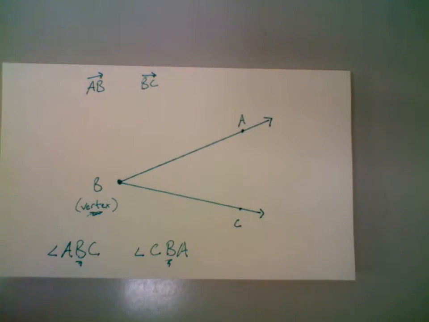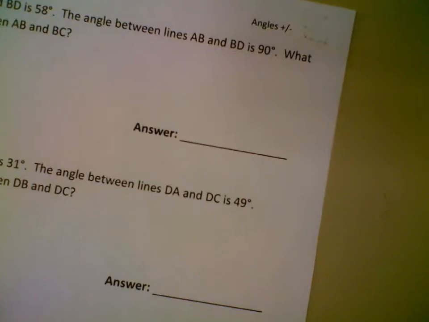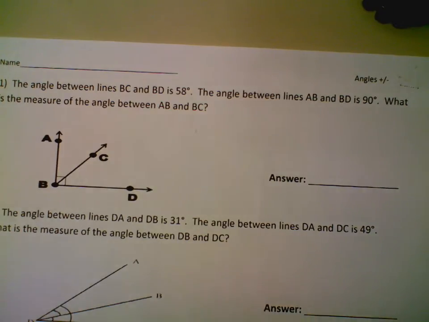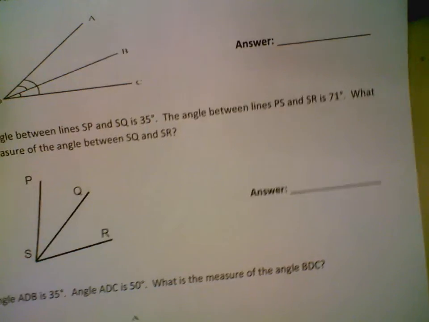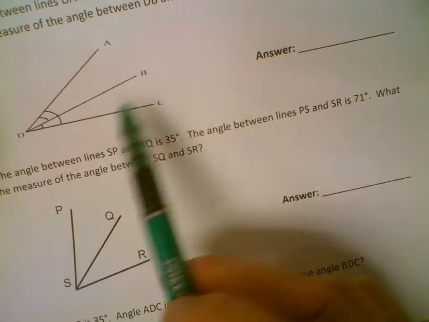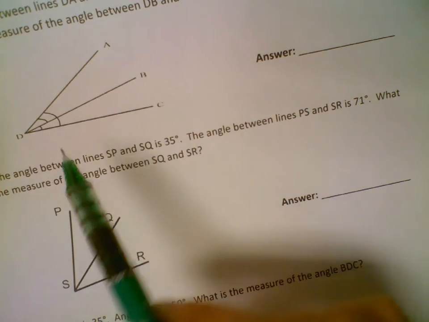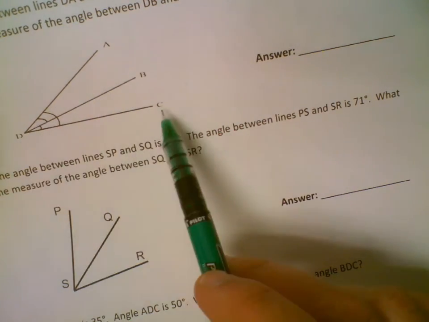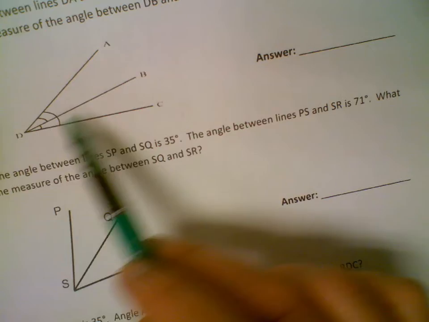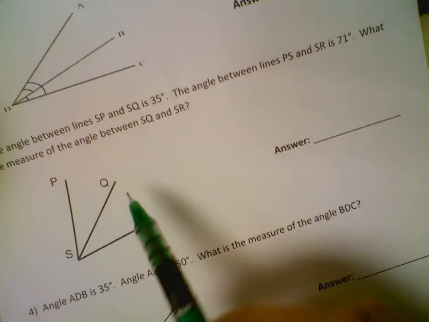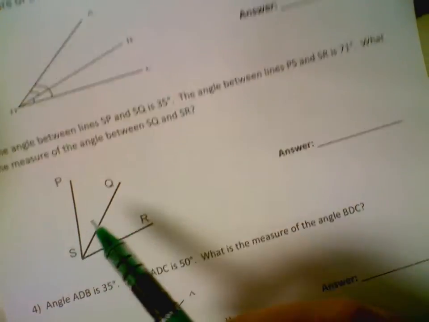All right, now that you know that, we're going to look at a few different angles today, okay? All of these angles are right next to each other. Or in other words, these two angles, here's angle ADB and angle BDC. Don't they share this side together? Don't these guys share this side together?